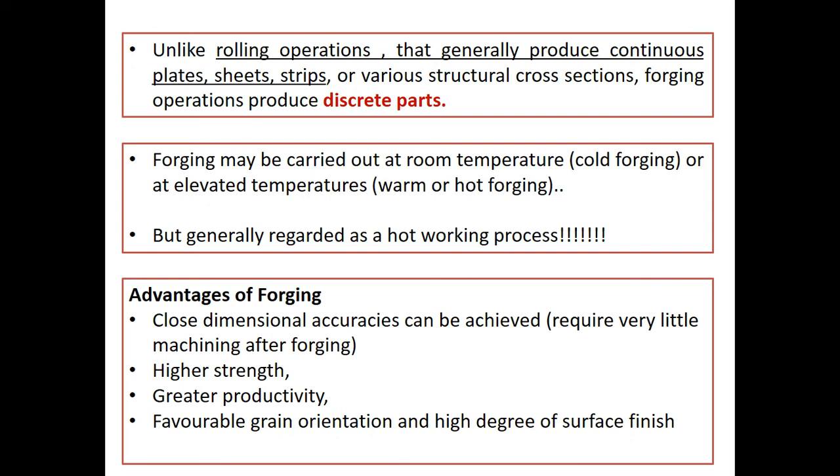Now, what are the advantages of using forging? Close dimensional accuracies can be achieved using this manufacturing technique, which means it requires very little machining after the forging is done. Higher strength can be achieved, greater productivity, and again the grains. The grains mean the structure which you can observe using a microscope, or a granular structure. The favorable grain orientation and a high degree of surface finish can be obtained using the forging technique.